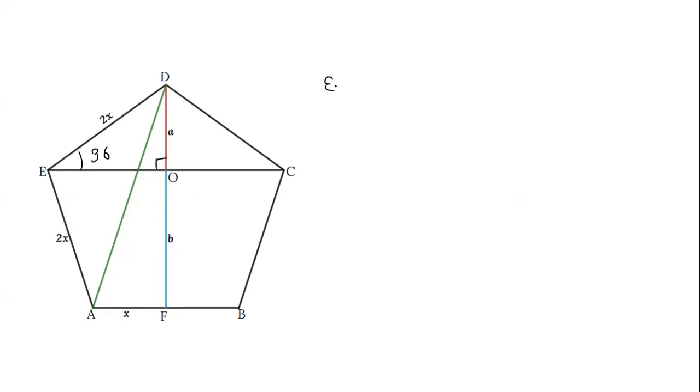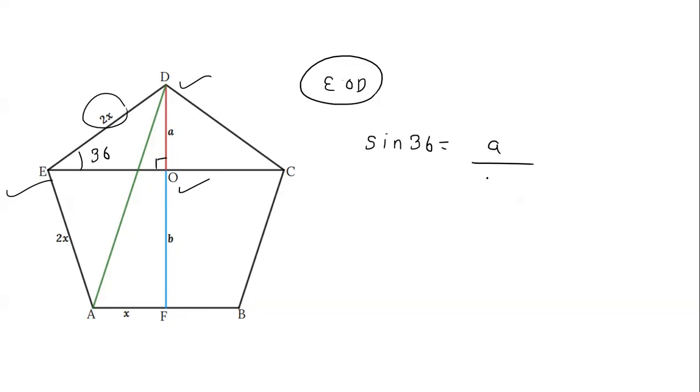So we can see in the triangle EOD, which is this, this length we know as 2x. So we can easily say that the sine of 36 is equal to this a divided by 2x. So a is simply 2x multiplied by sine 36 divided by 2x. So this you can calculate and it will come like 1.175 times x.